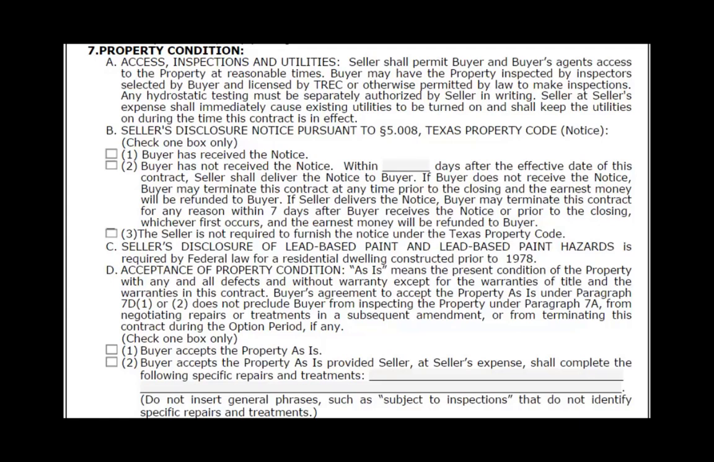And then the fourth exception is kind of shocking. It's housing for elderly or disabled residents where no child under the age of 6 is expected to reside. In those circumstances, you do not have to provide the lead-based paint disclosure. If you're with my company, we're probably going to try and provide that lead-based paint disclosure regardless of the circumstances, if at all possible.